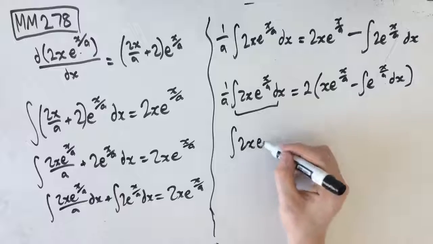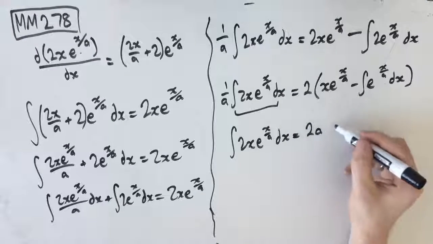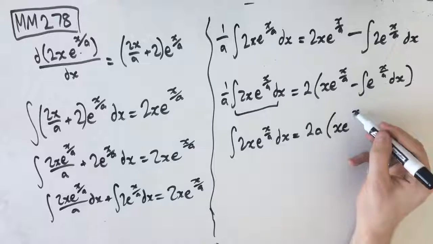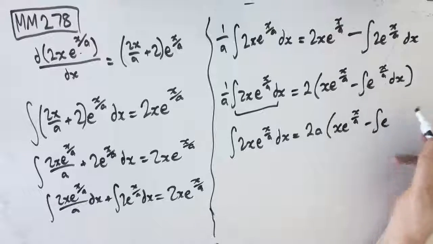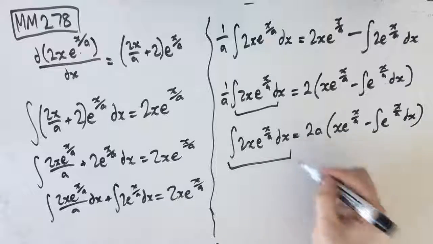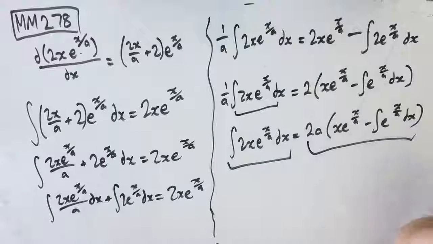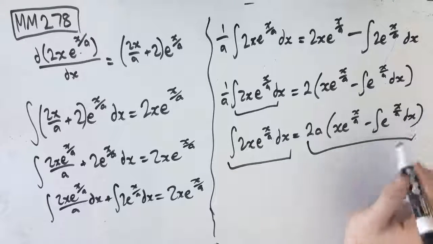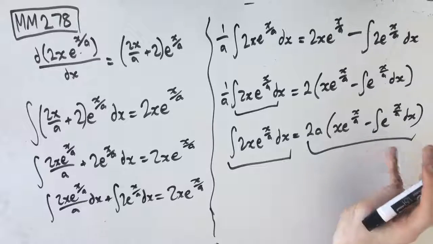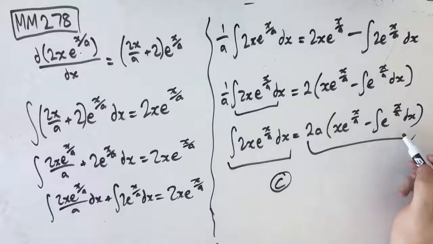So we get the integral of 2x e to the x on a dx is equal to 2a outside of x e to the x on a minus the integral of e to the x on a dx. And that's it, right? Because this is exactly what we were looking for. We were looking for the integral of 2x e to the x on a, and we found that as this value here. And now we just need to look through our answers and see which one is correct, and we can see that C is our correct answer because it corresponds exactly to this, which means that's our final answer.